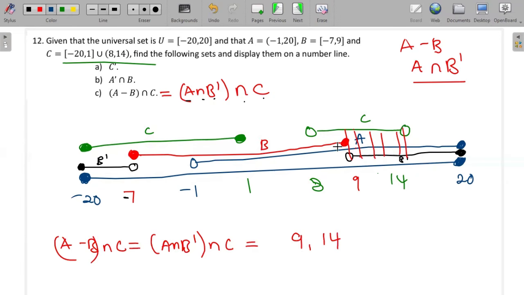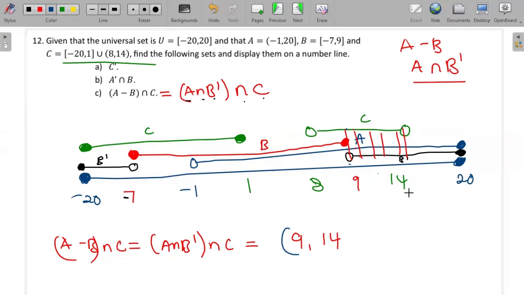So you look at the end point. The end point is 9. I ask myself, is it there in the green? Yes, because it's a solid line. Is it there in the blue? Yes, because it's a solid line. Is it there in the black? No, because there's an open circle. So I'll put the curved bracket.